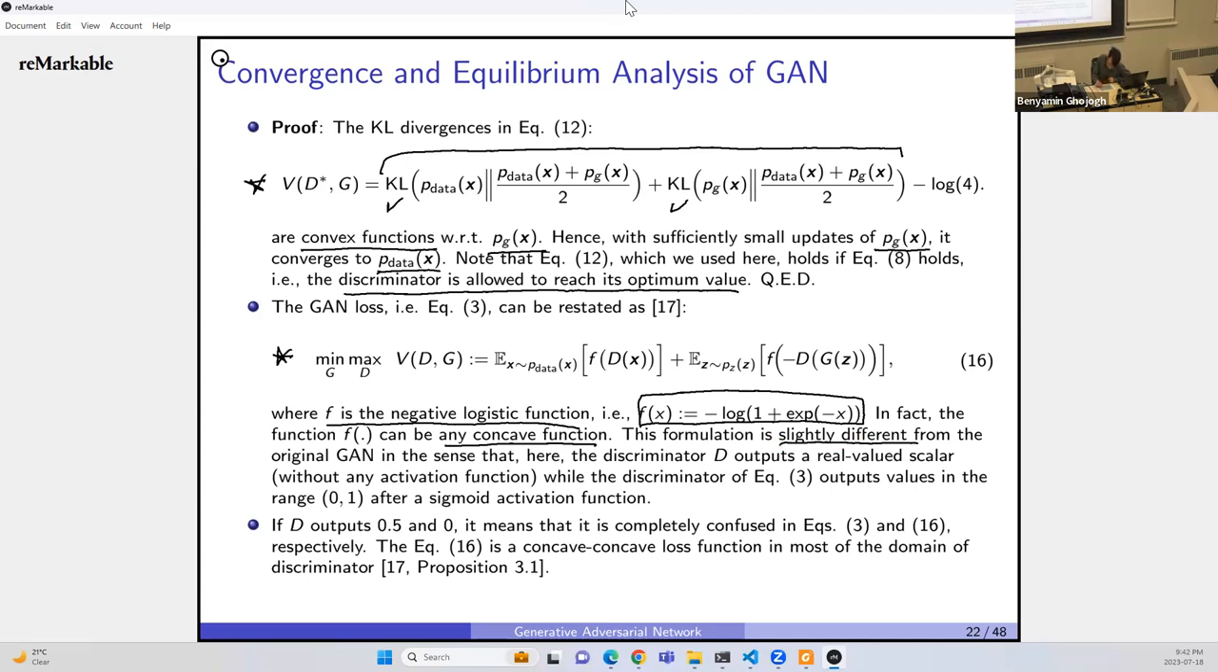This formulation is slightly different from the original GAN in the sense that here the discriminator D outputs a real valued scalar without any activation function. Why? Because I'm using this function F. When I'm using the function F, then I don't need any activation function to bound it between 0 and 1. If D outputs half in equation 3, or zero in equation 16, it means that it is completely confused. So in this version of GAN, D outputs a float value between minus infinity and infinity. If it is positive, it means that it's real. If it is negative, it's fake, zero is confusion. However, if it outputs between zero and one, half is confusion, right?